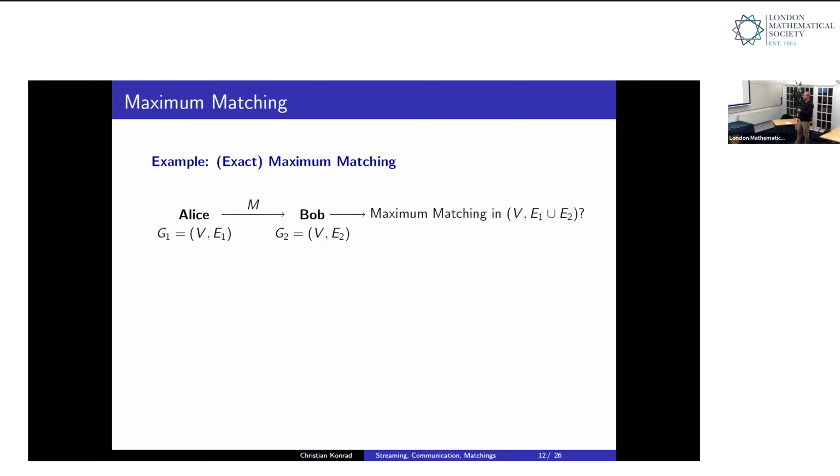Bob has the same vertex set, but edge set E2, and these two edge sets E1 and E2 together make up a graph. And the goal for Bob is to output the largest possible matching in the graph where we have the union of E1 and E2.